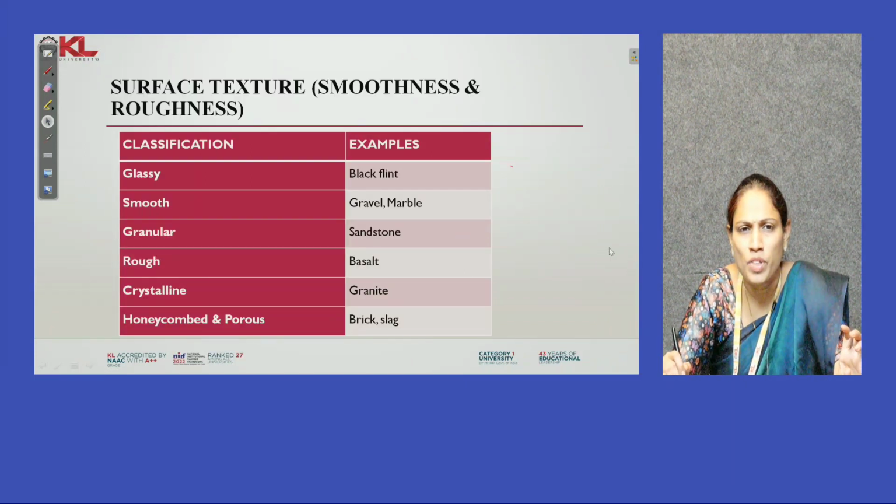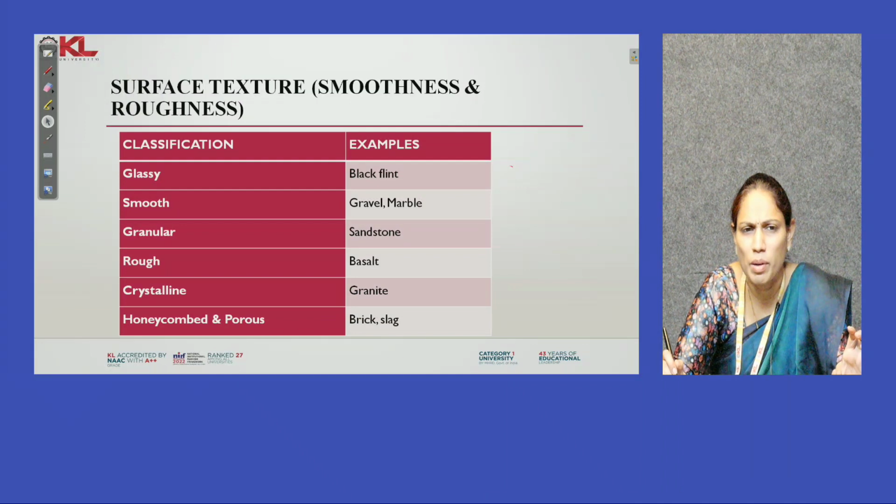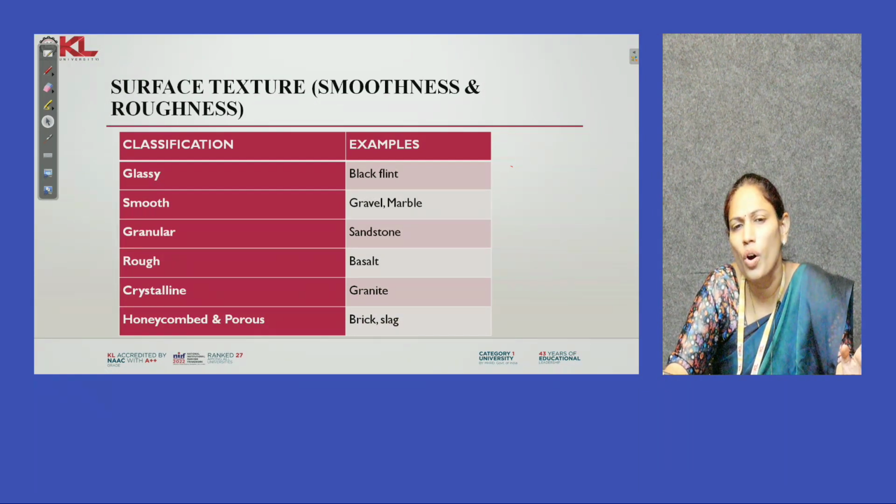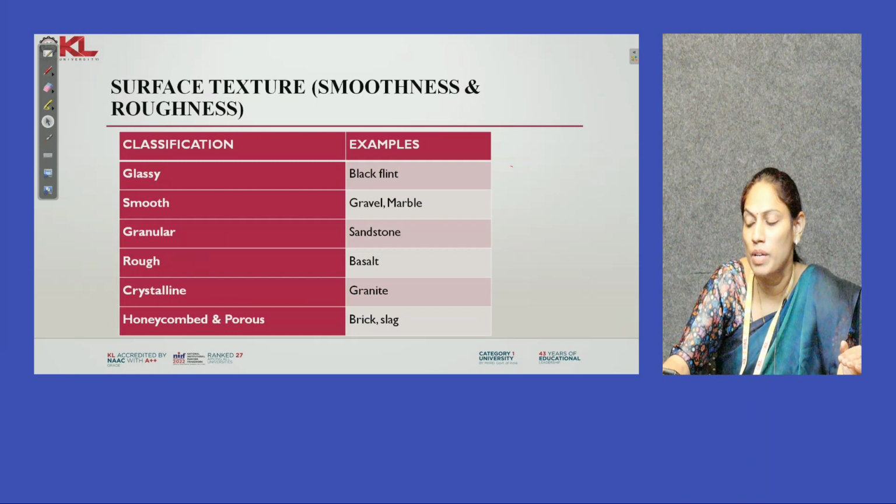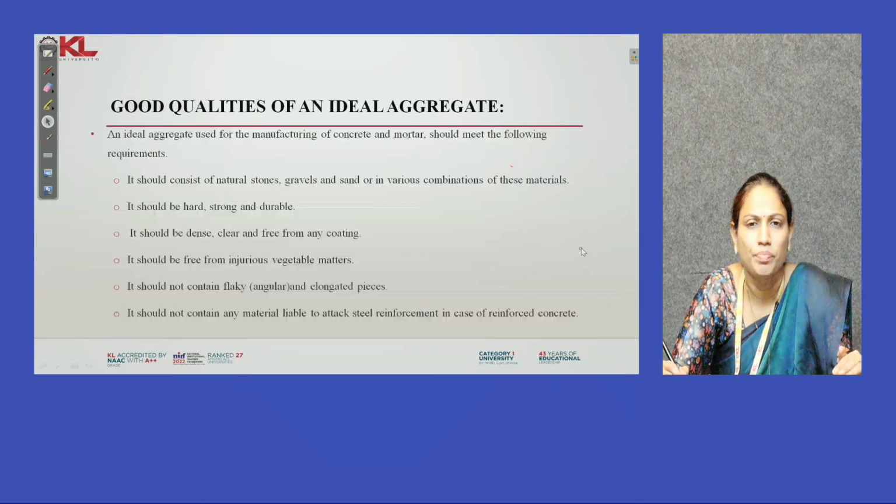It's a general thing. Surface texture, smoothness and roughness, can be classified as glassy, smooth, granular, rough, crystalline, honeycombed or porous. Generally we go for rough texture, like sandstone, because the strength developed depends on the roughness of the surface.